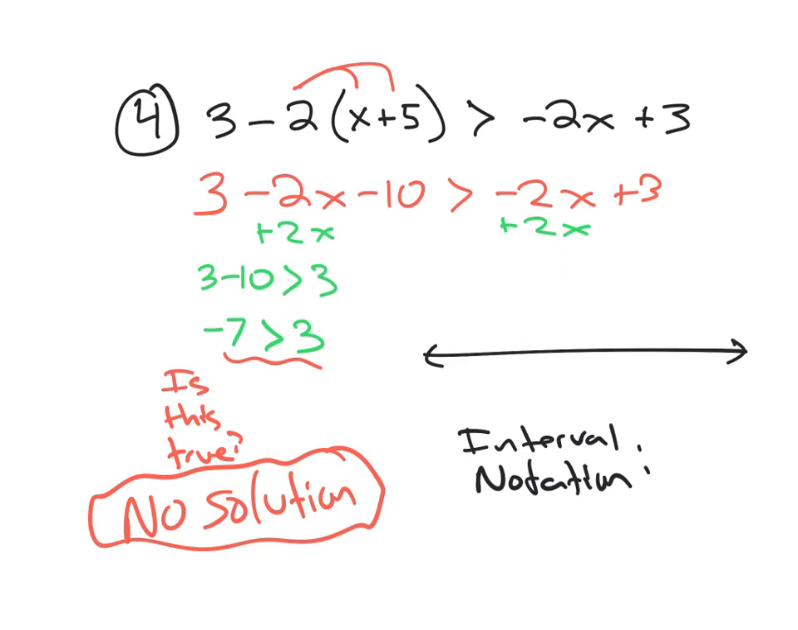Okay. So to graph a no solution, you would just leave the number line blank. But we don't want to do that, because I need to know that you know there's no solution. So we're going to put that big no solution symbol on the number line, and we're going to put that no solution symbol for interval notation.